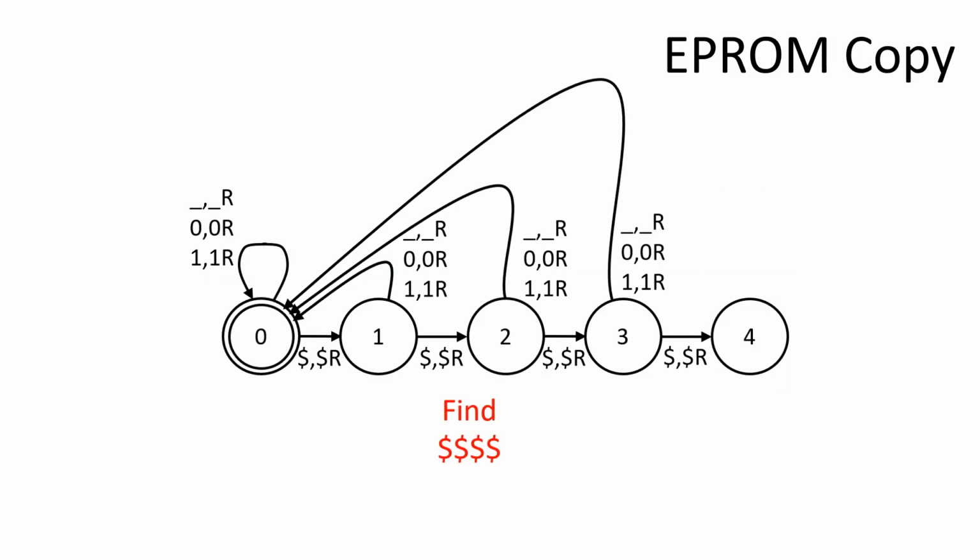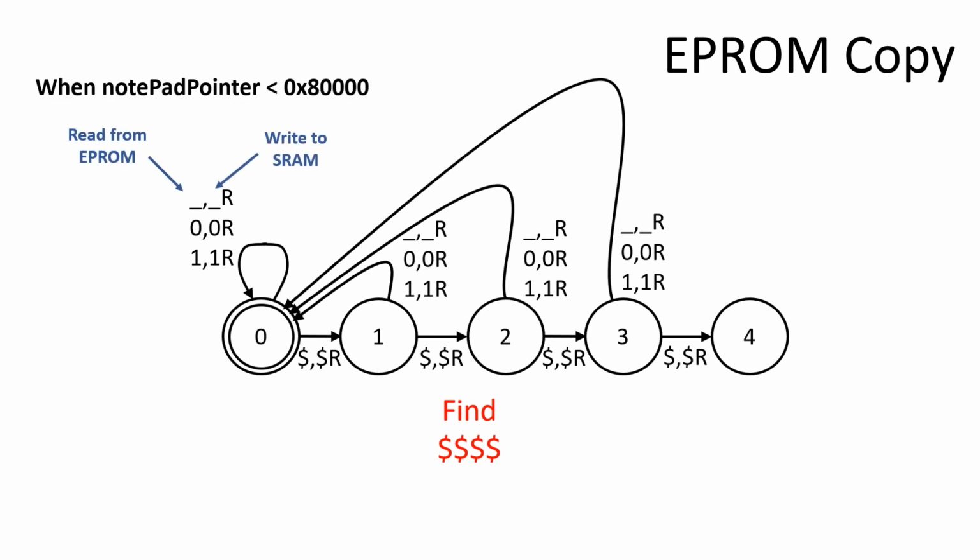When the Turing machine starts up, it starts at rule 0 and at notepad pointer location 0. What I want the machine to do when the notepad pointer is below 80000 is read from the EEPROM and write into the static RAM. It then moves right, and I want the machine to continue doing this until it's found four adjacent dollar symbols. This will effectively copy the contents of the EEPROM into the static RAM on machine power-up. As we transition from rule 3 to rule 4, the notepad pointer should be at 80000.